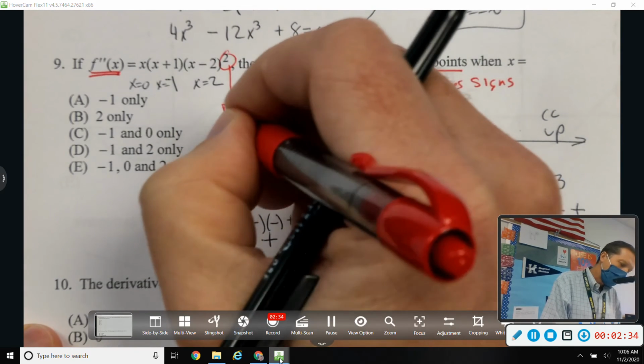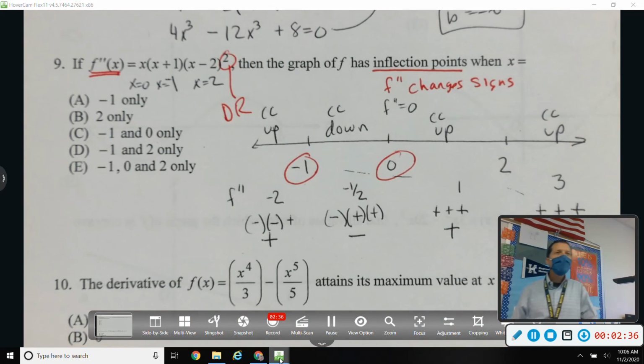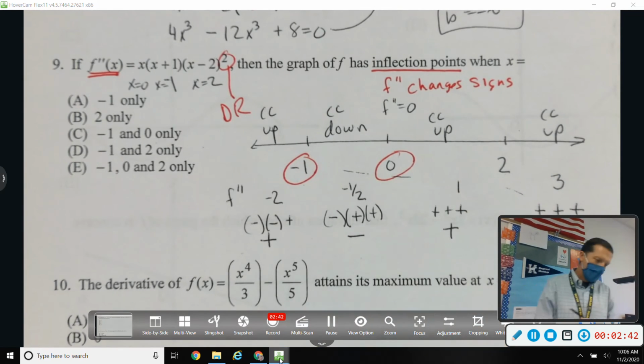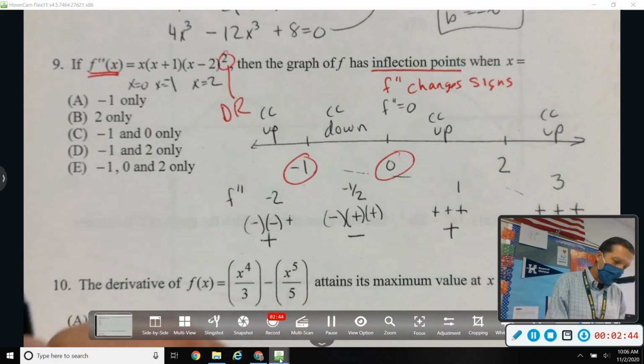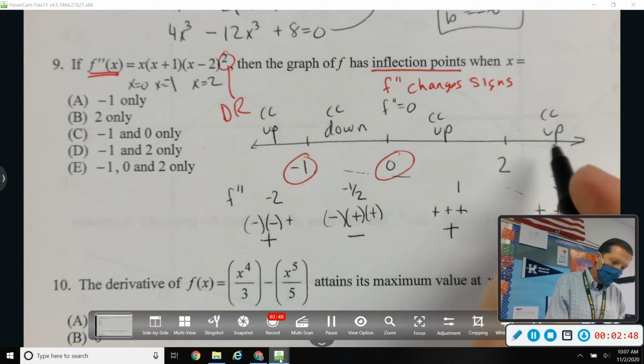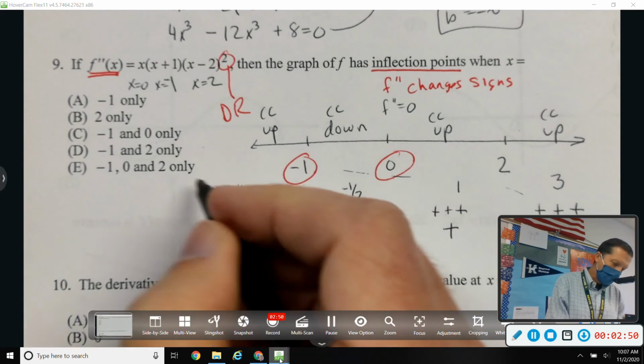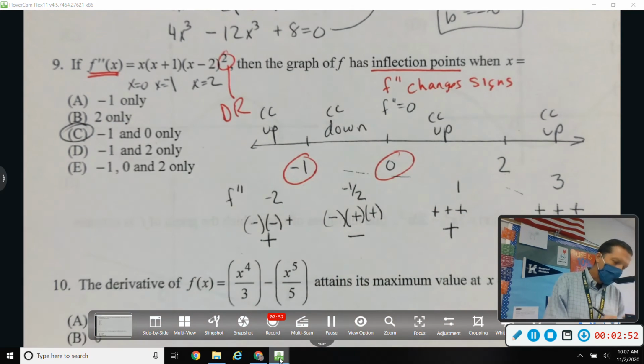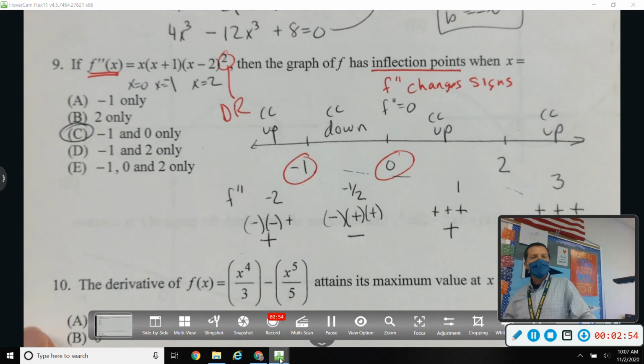And if we think back to algebra, double roots, right? Things don't change signs at a double root, they bounce. And that's kind of what happened here. And so the trick answer is E, because you just look at where it's 0. But the better answer is 2 is not a point of inflection. So -1 and 0 only.